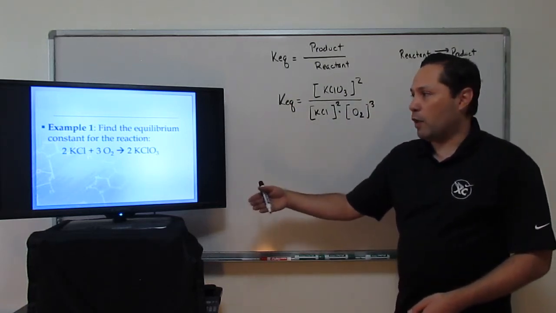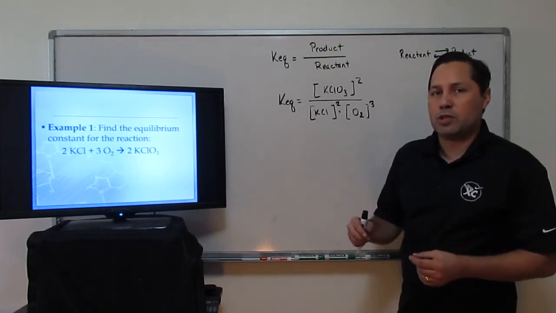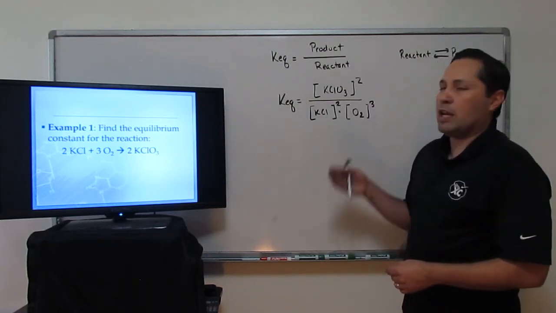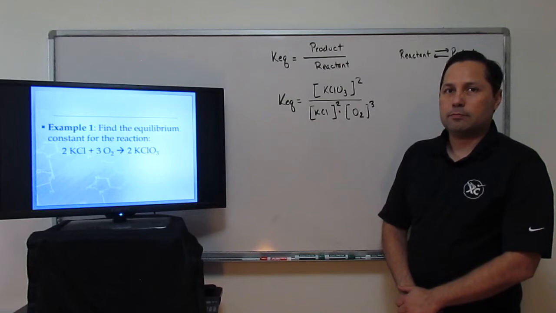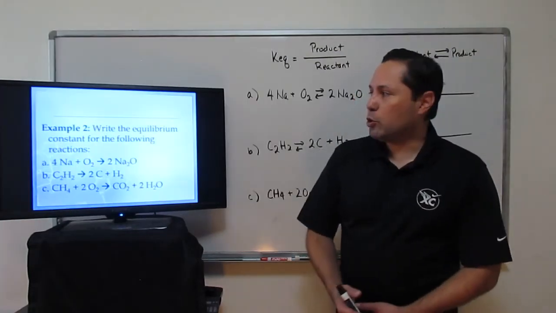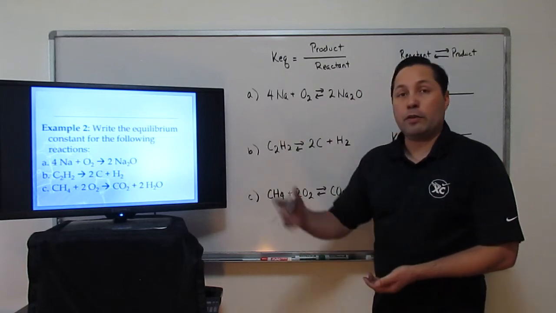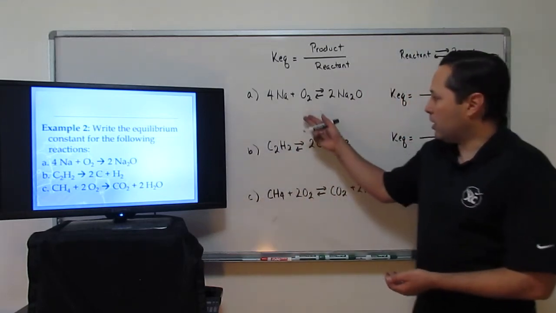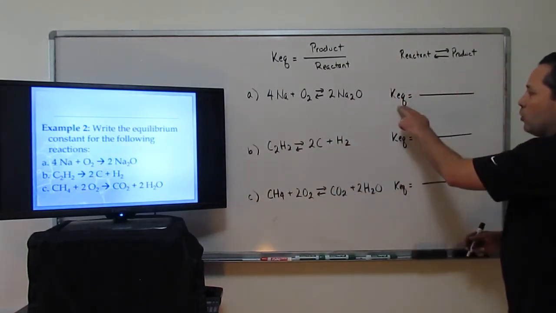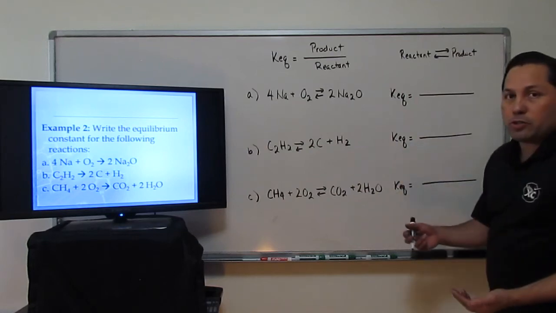In the follow-up problems, we're going to go ahead and substitute numbers in. But for right now, we're just setting up the formula. In example 2, we're asked a similar question. Write the equilibrium constant for each of the following. We have A, B, and C. So here are their reactions, and we're going to go ahead and put them into the equilibrium constant.